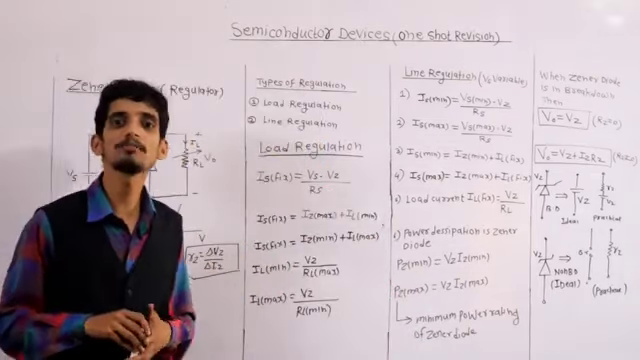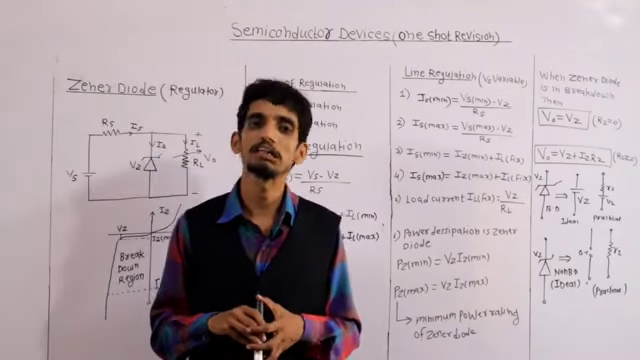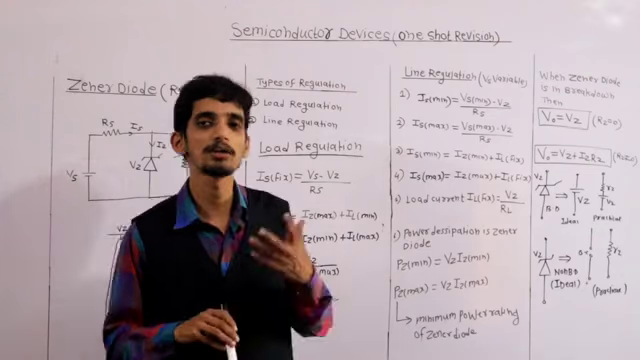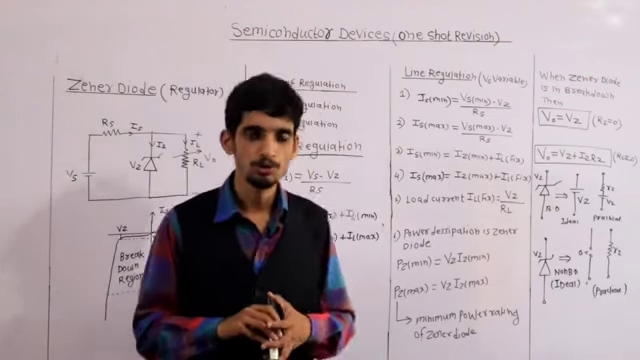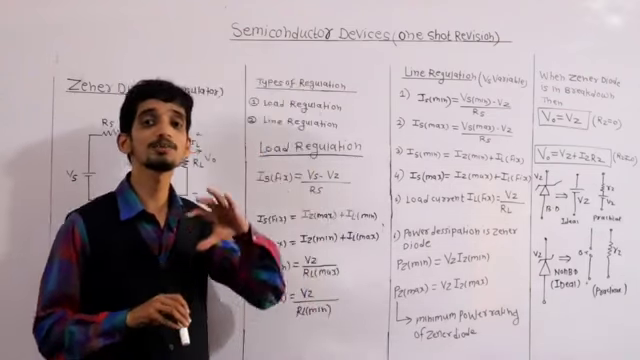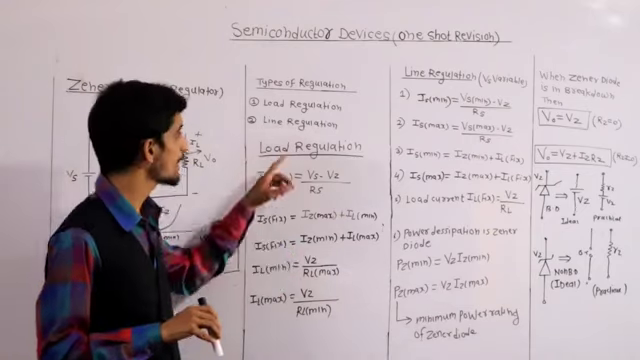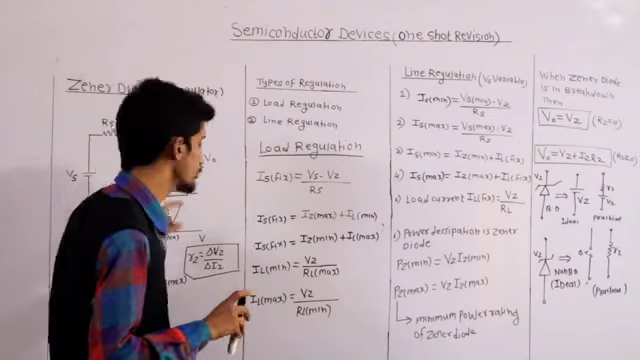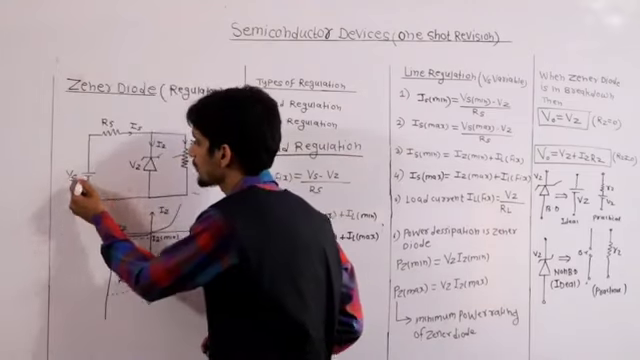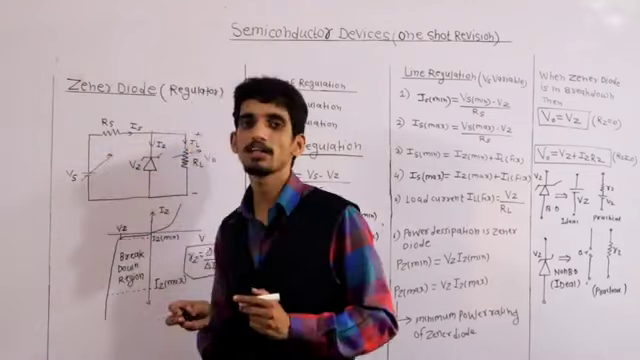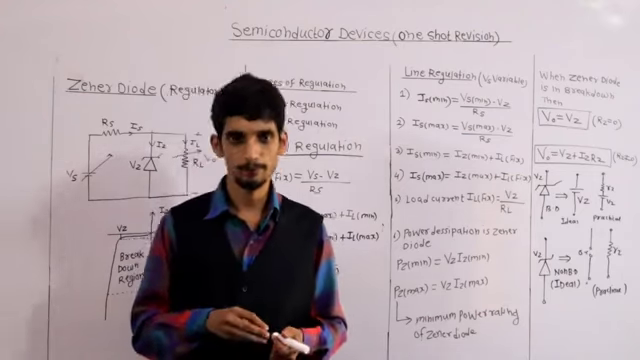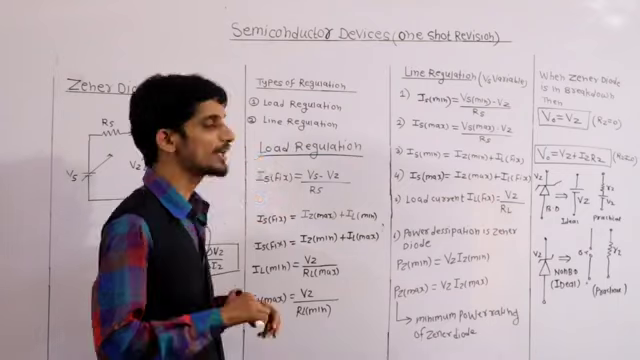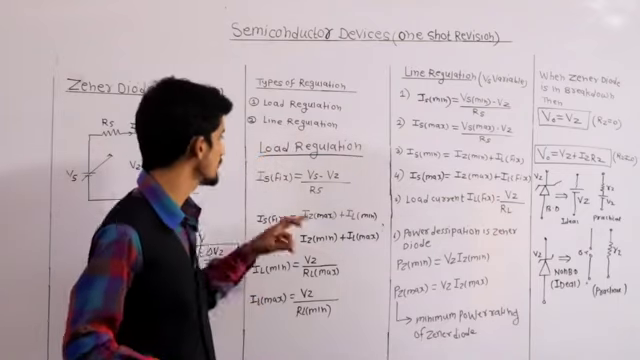Regulation. On types of regulation you will find questions in the examination. There are two types of regulation in a Zener diode, that is load regulation and line regulation. So load regulation means what? Whenever there is a variation in the load, that is, RL is variable, then this is called load regulation. And whenever this input Vs, which is the source voltage, is variable, that time it is called line regulation. Clear?